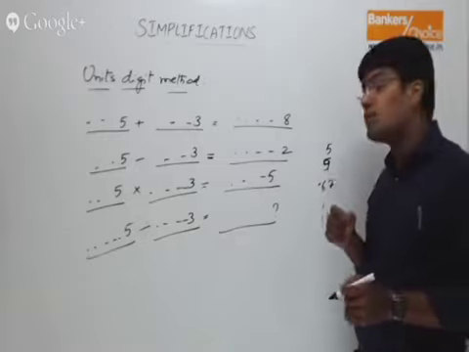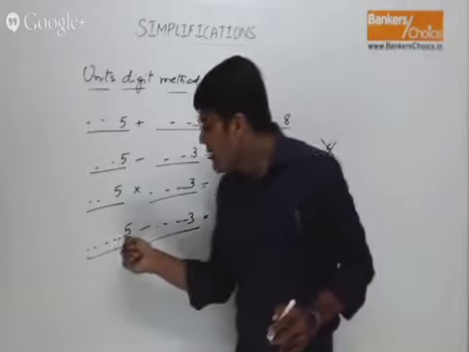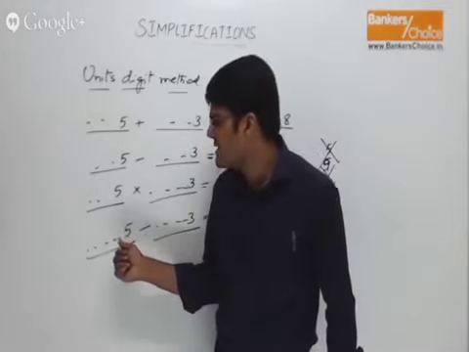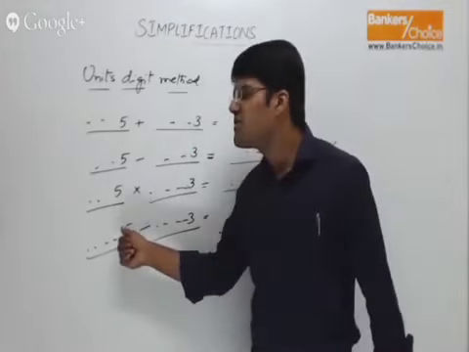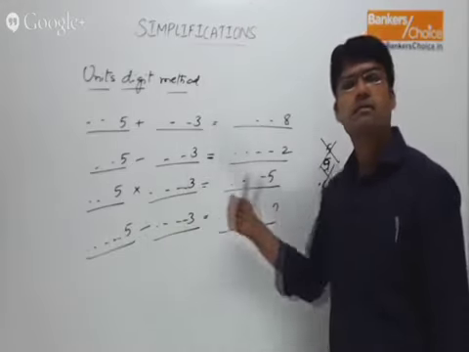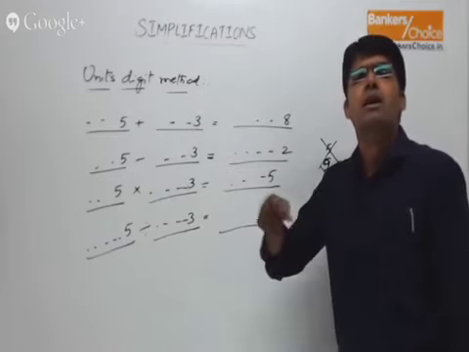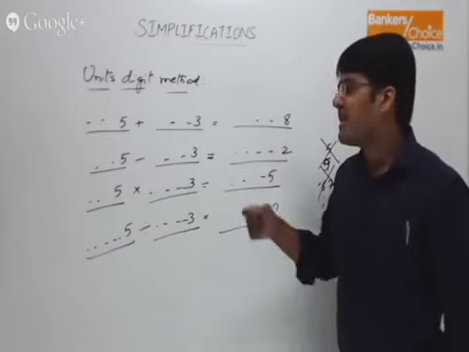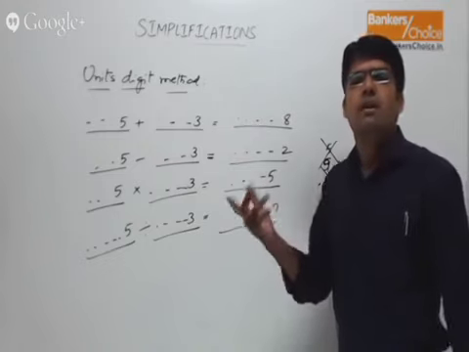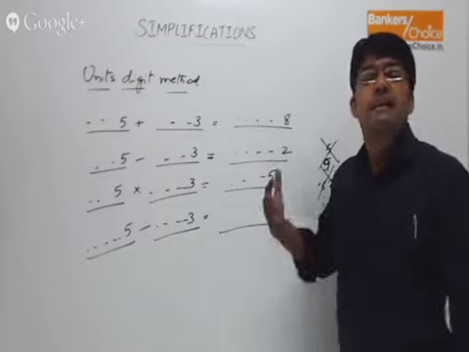See, the point here is all these answers are wrong. Why? Here we have no idea about the tens place. If it is 0.5, 0.5 by 3, okay, 0.67. If it is 15, 15 by 3, 5. If it is 25, 25 by 3 will be what? 8.33. If it is 35, it will be how much? 11.67. Are you able to follow? So the point here is we'll be getting different values.